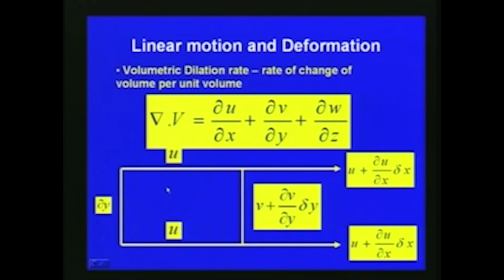As you can see in this figure, if it is a 2D problem, with respect to linear motion and deformation, if u is the velocity here, then at a location delta x away, the velocity will be u plus del u by del x times delta x, and v is the velocity in this direction. Then at a distance delta y, the velocity will be v plus del v by del y times delta y. Like this we can see the linear motion of the fluid and then the deformation.